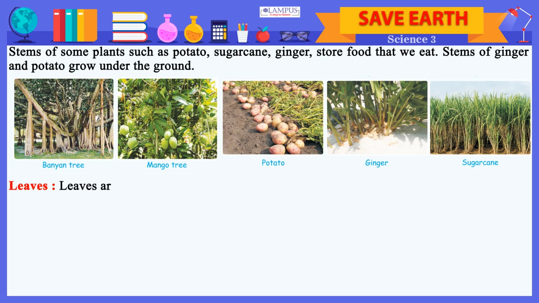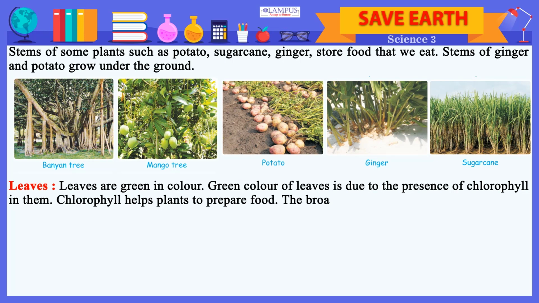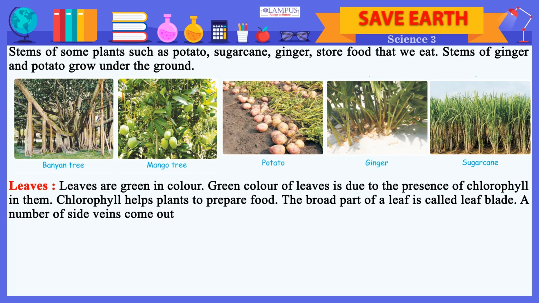Leaves. Parts of a leaf. Leaf blade, main vein, leaf tip, side veins, stomata. Leaves are green in color. Green color of leaves is due to the presence of chlorophyll in them. Chlorophyll helps plants to prepare food. The broad part of a leaf is called leaf blade.